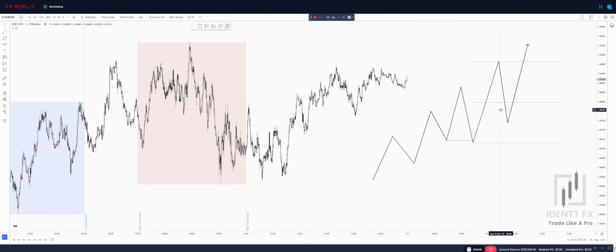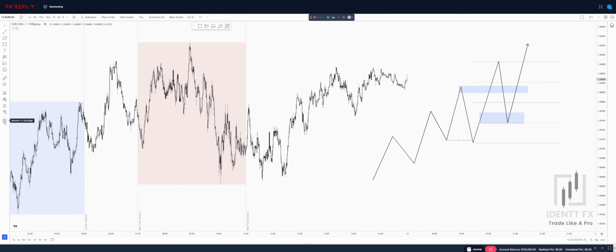Everything below 50% is going to be discounted. Everything above is going to be premium. And for longs, we are going to try to get a discounted entry. We will be using a fair value gap, or if possible, a breaker block. Now, in this case, the breaker block is above the 50% level, so we would not be taking a trade here. All right, so now you know the continuation model.